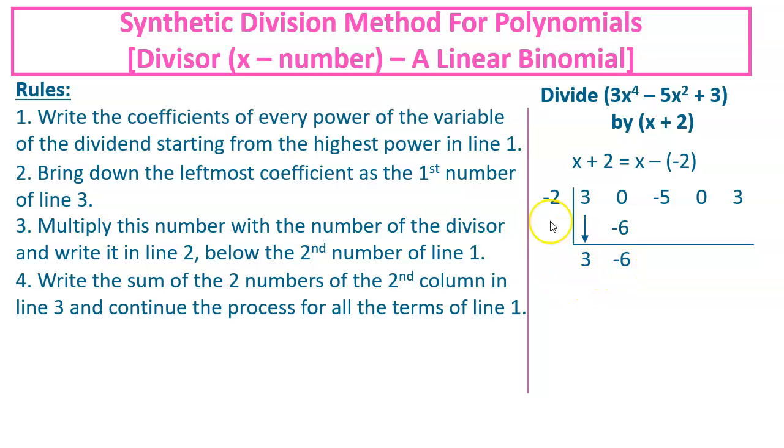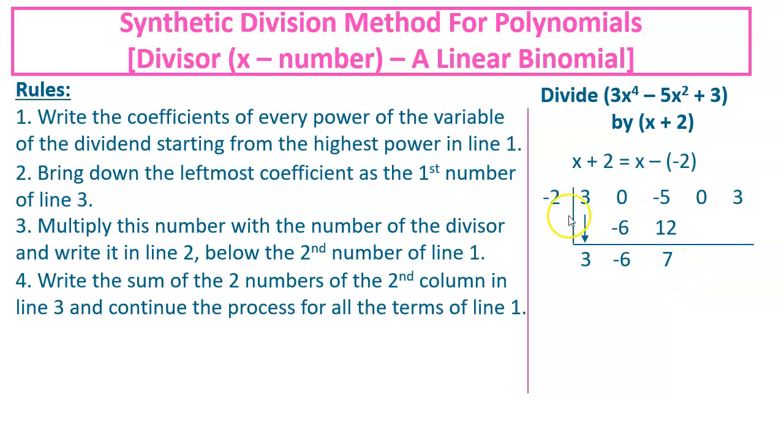Okay. Next we again multiply this number. We go back to rule number 3. We multiply this number that has been brought down in line 3 with the divisor. Minus 2 times minus 6 is plus 12. And we write the product in line 2 below this next term of line 1. And we will be adding negative 5 and positive 12, which gives us a sum of positive 7.